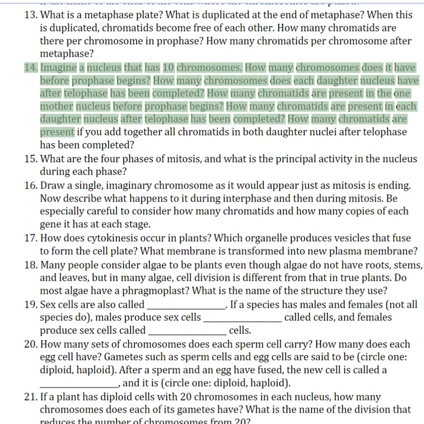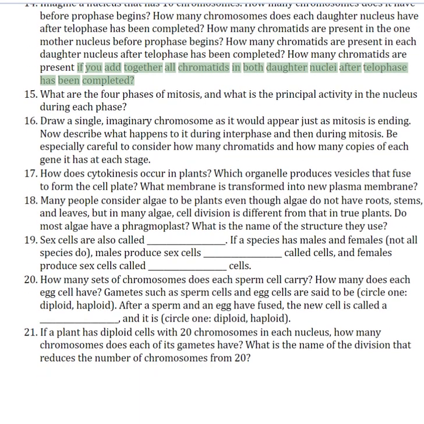14. Imagine a nucleus that has 10 chromosomes. How many chromosomes does it have before prophase begins? How many chromosomes does each daughter nucleus have after telophase has been completed? How many chromatids are present in the one mother nucleus before prophase begins? How many chromatids are present in each daughter nucleus after telophase has been completed? How many chromatids are present if you add together all chromatids in both daughter nuclei after telophase has been completed?